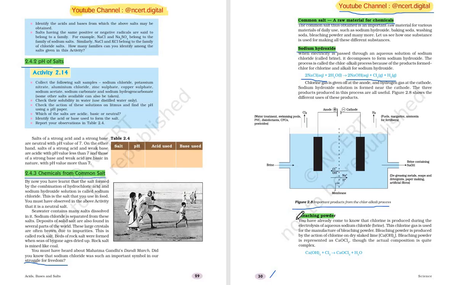Bleaching powder. You have already come to know that chlorine is produced during the electrolysis of aqueous sodium chloride, brine. This chlorine gas is used for the manufacture of bleaching powder. Bleaching powder is produced by the action of chlorine on dry slaked lime, Ca(OH)2. Bleaching powder is represented as CaOCl2, though the actual composition is quite complex. Ca(OH)2 + Cl2 → CaOCl2 + H2O.